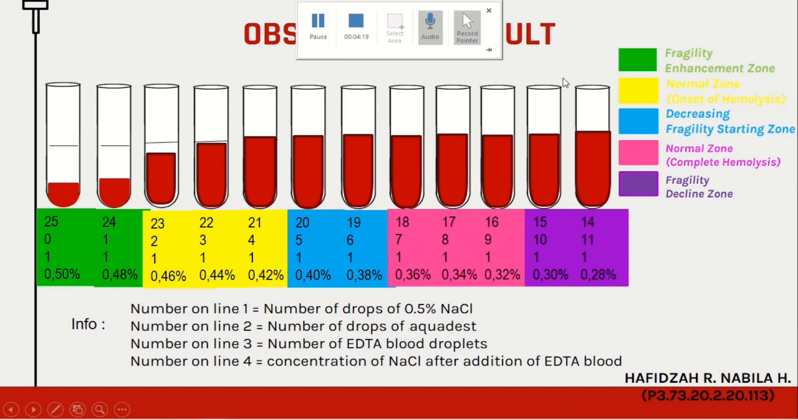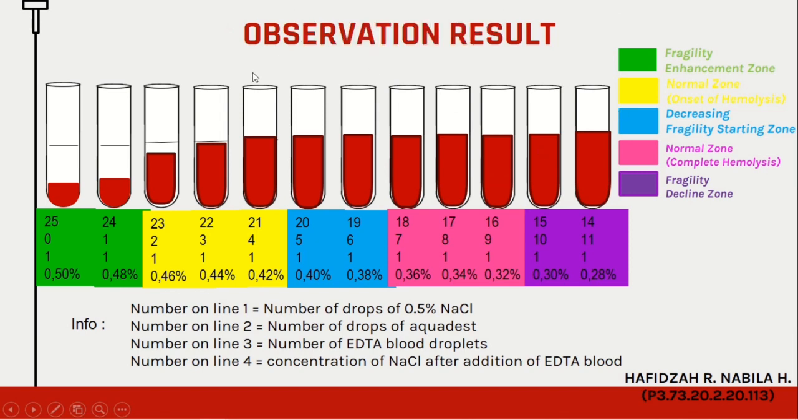And then, observation result. For your information, number on line 1 is the number of drops of 0.5% sodium chloride. Tube 1, 25; Tube 2, 24; Tube 3, 23; Tube 4, 22; Tube 5, 21; Tube 6, 20; Tube 7, 19; Tube 8, 18; Tube 9, 17; Tube 10, 16; Tube 11, 15; and last, Tube 12, 14.